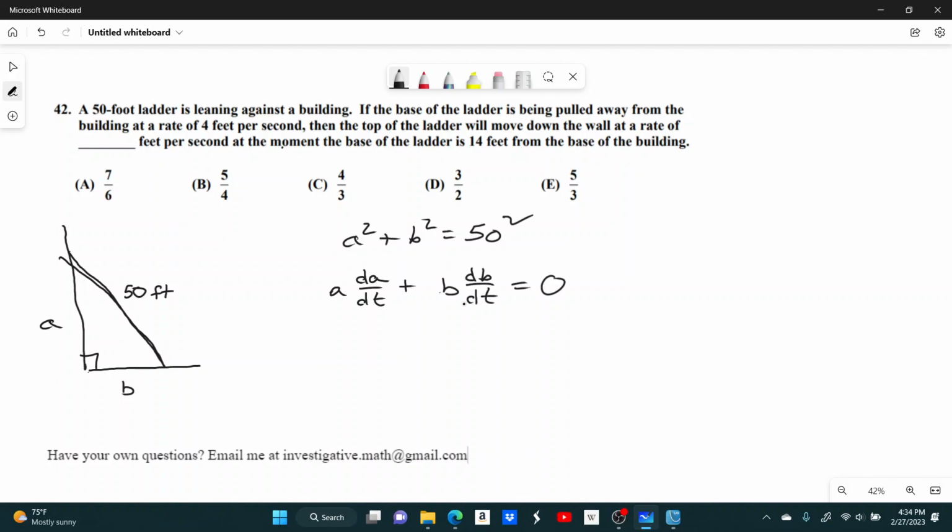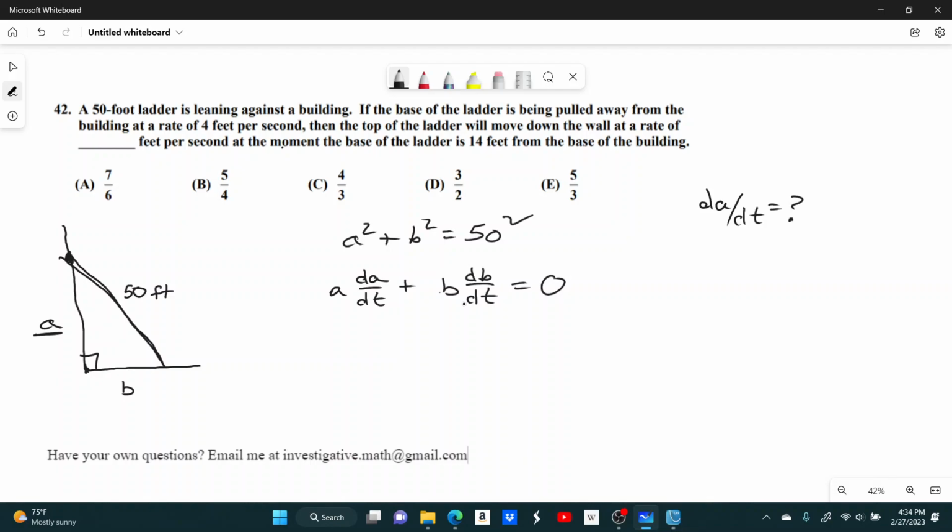And what are we looking for first of all? We should probably check back on that. The top of the ladder will move down the wall at a rate of blank feet per second. So this is a, right? And a is the distance from the top to the bottom. And so in the end, we're looking for dA/dt.